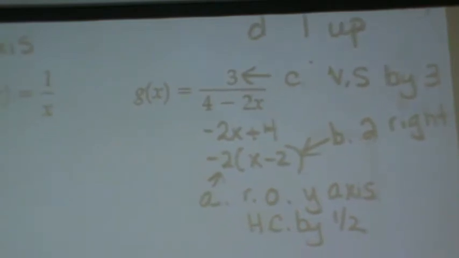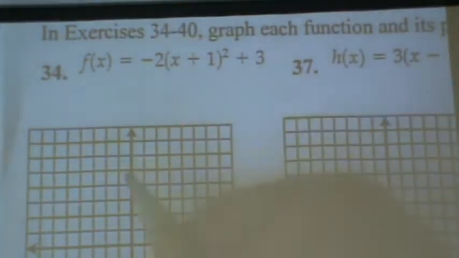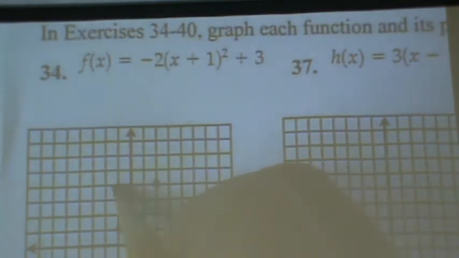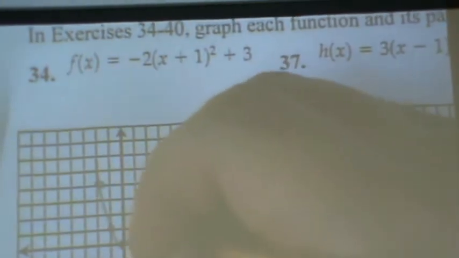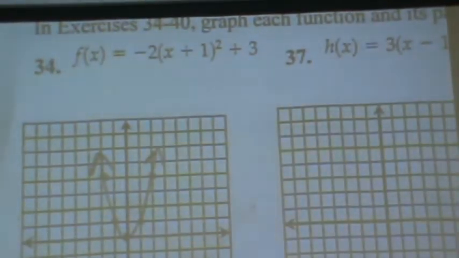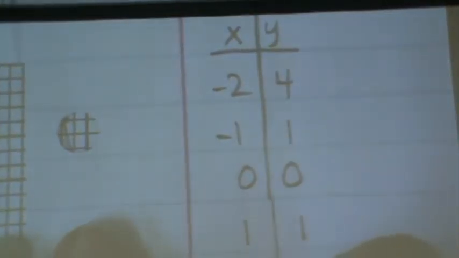The next ones, I did not give you a T-chart, but what you would want to do is graph each function and its parent function. The parent function for this one is the quadratic function, and that's 0, 0, 1, 1, and then 2, 4. That should be enough for the parent function. And I'm just going to tell you, if you made a T-chart for this one, your T-chart obviously would include the points that I just talked about, which are 0, 0, negative 1, 1, negative 2, 4, 1, 1, and 2, 4. That's the parent function for the quadratic.